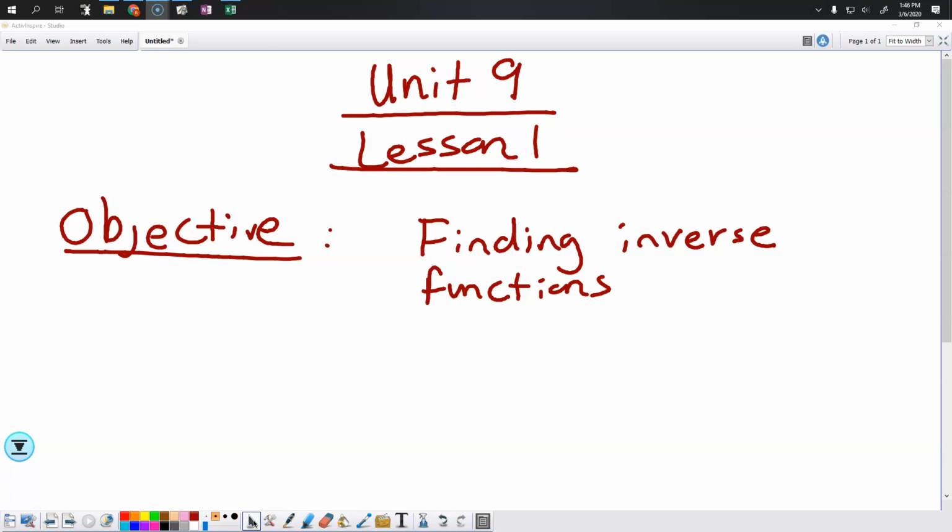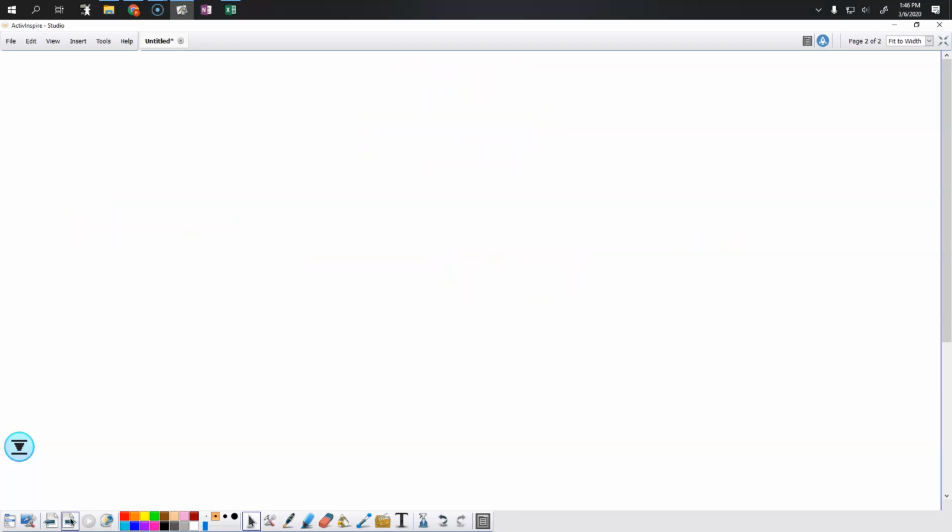Unit 9, we're going to talk about logarithms. But before we start talking about logarithms, I want to devote one day to these things called inverses. I don't think we've talked about that yet. So let's talk about inverses here for a second.